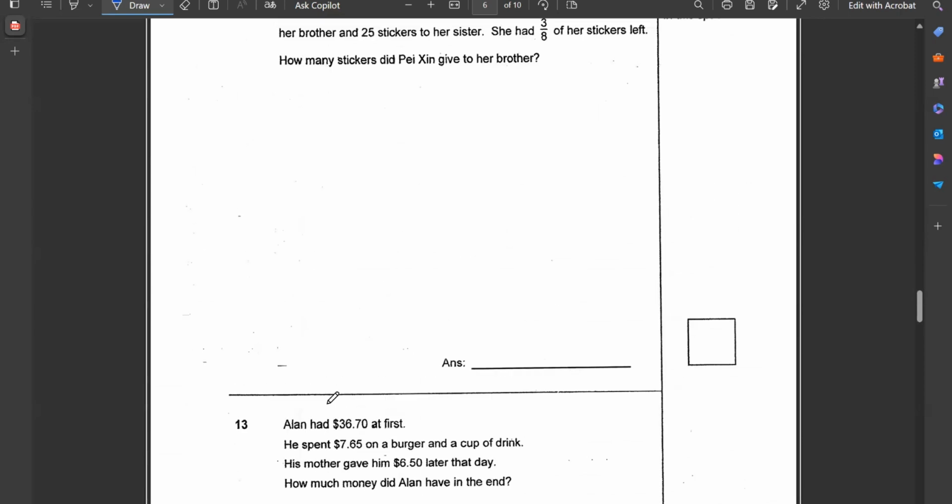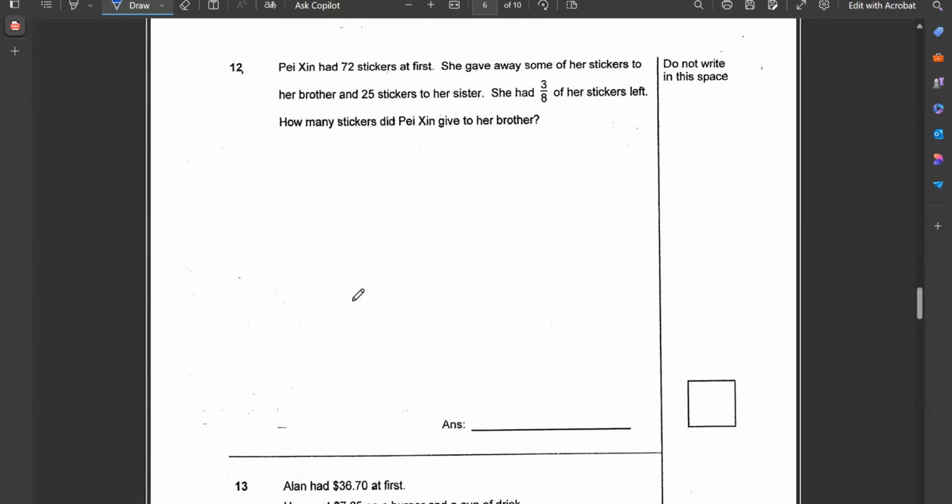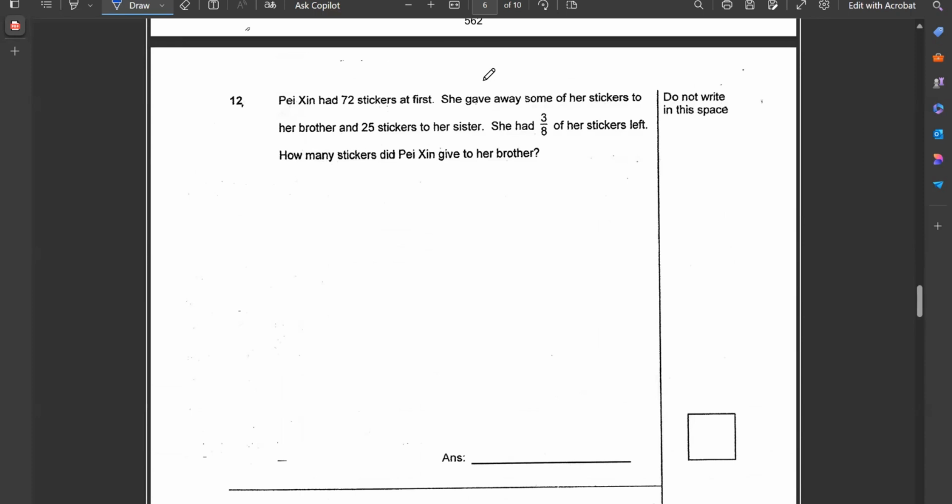Okay, question 12. Paisley had 72 stickers at first. She gave away some of her stickers to her brother and 25 stickers to her sister. She had 3/8 of her stickers left. How many stickers did Paisley give to her brother?